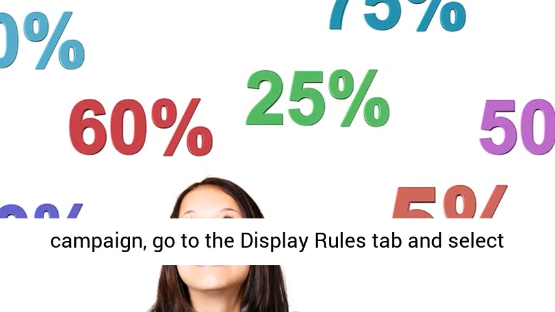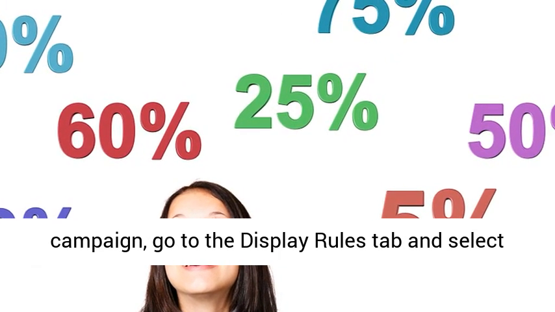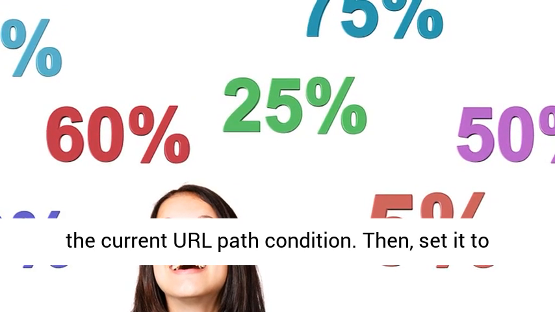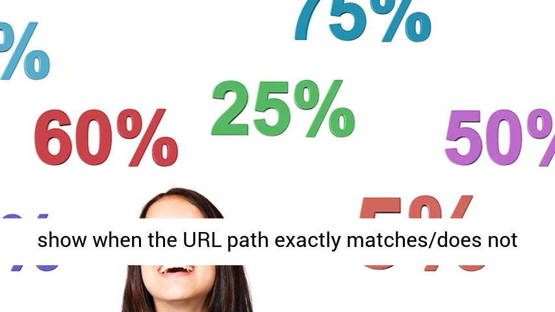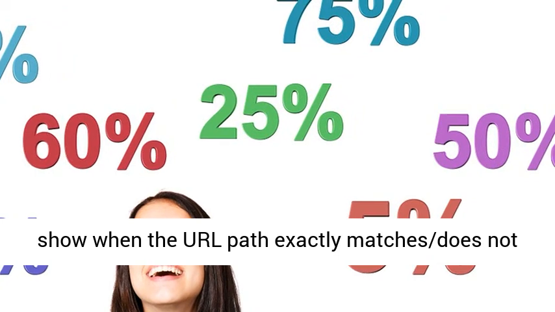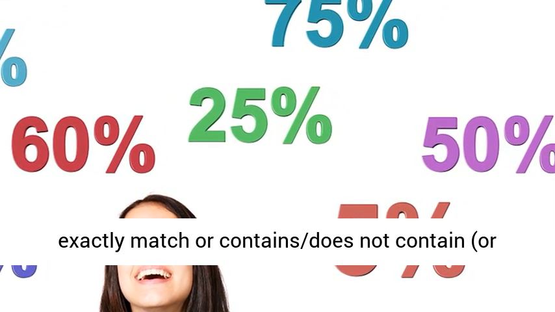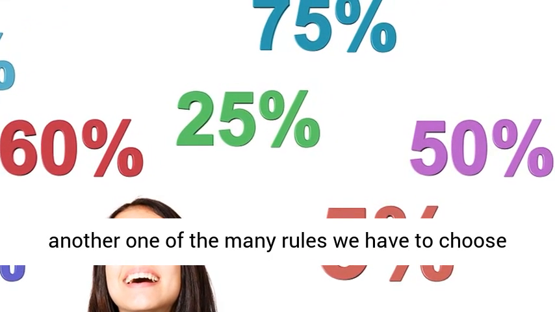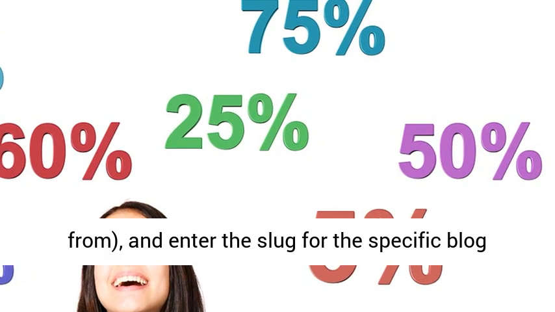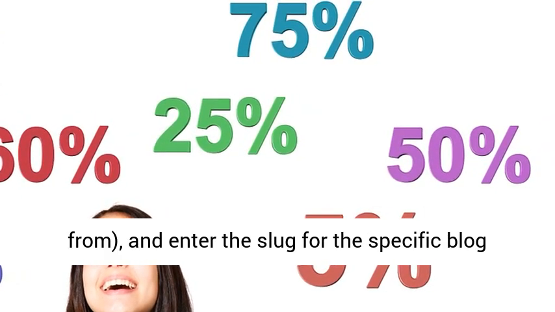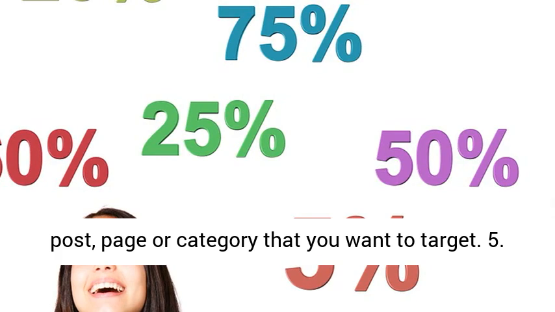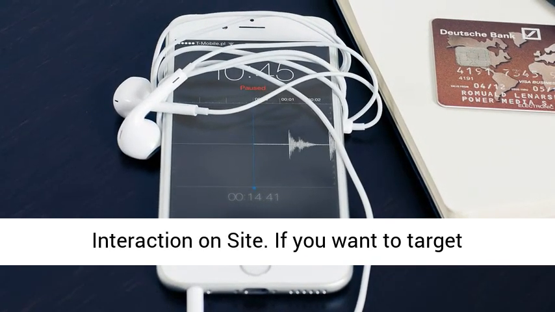To create an interest-based campaign, go to the Display Rules tab and select the current URL path condition. Then, set it to show when the URL path exactly matches, does not exactly match, contains, does not contain, or another one of the many rules we have to choose from, and enter the slug for the specific blog post, page, or category that you want to target.